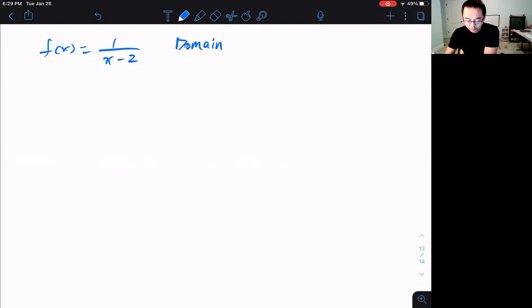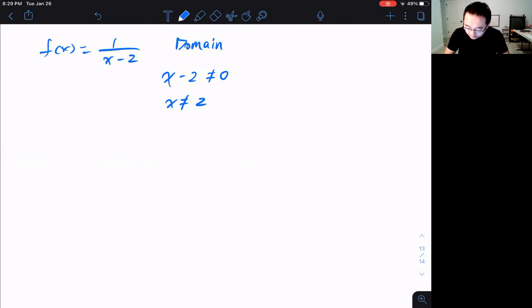So let's say you have a function f(x) equals 1 over x minus 2, and I want you to find the domain for this function. Again, the domain is the values that x can take on, and the values your y or f(x) can take on is called the range. Clearly, this function would be undefined if the denominator is 0. So the only restriction is that x minus 2 cannot be 0, which means x cannot be 2.